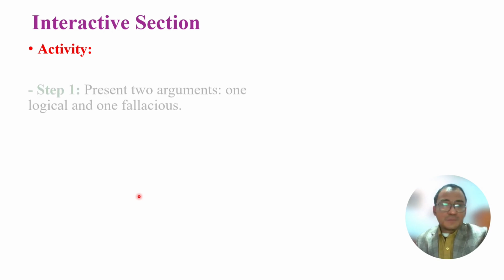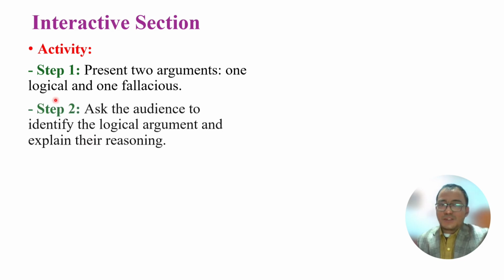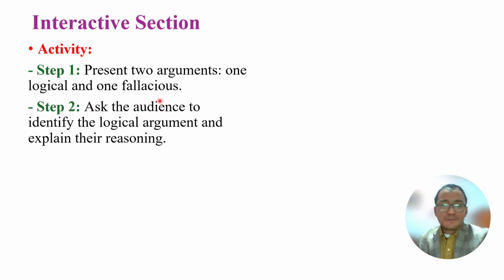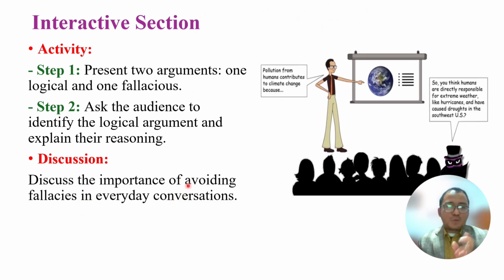Now interactive session. How can we create the interactive session for the people? Okay, the first step, present two arguments, one logical and one fallacious, like before we discussed. And number two step, ask the audience to identify the logical argument and explain their reasoning. Now discussions, so discuss the importance of avoiding fallacies in everyday conversations. So then such types of arguments are the valid arguments.